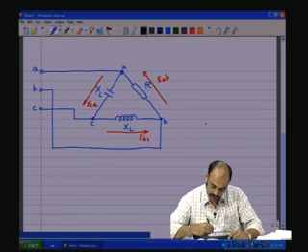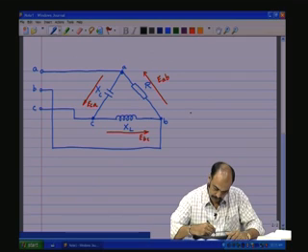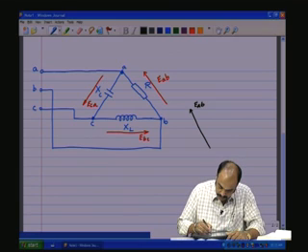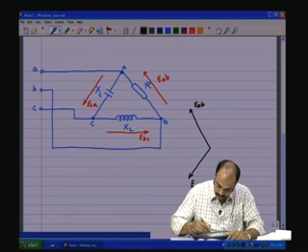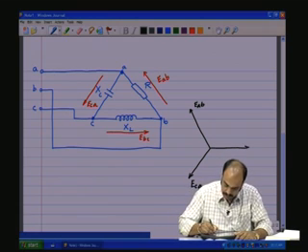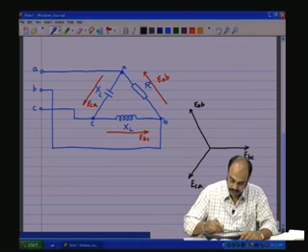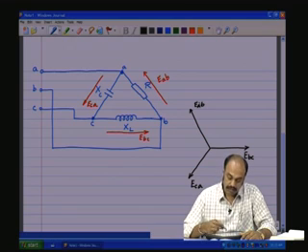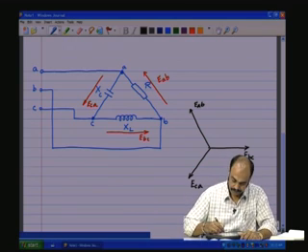Now, based on this sequence, we have the vector diagram. Let us say we have EAB, ECA, and EBC, all 120 degrees apart. So, EBC is lagging EAB by 120 degrees, and ECA is lagging EBC by 120 and EAB by 240 degrees. Okay. This we know.